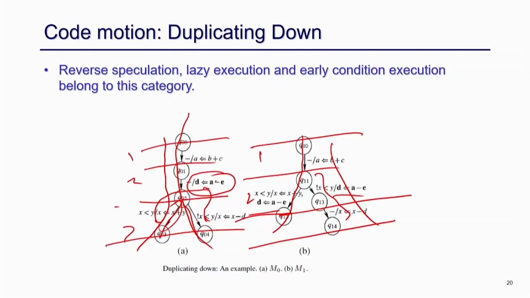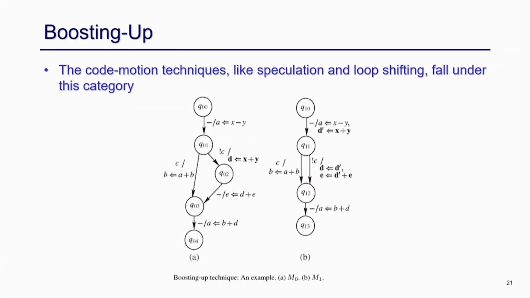So, that will give you a saving here. As I showed here, I have one time step saving in the if branch. Boosting up, I am giving some example of them. Boosting up is something where, suppose you have an operation d equal to x plus y, and I want to move it to before the if else. So, this is your if else block.